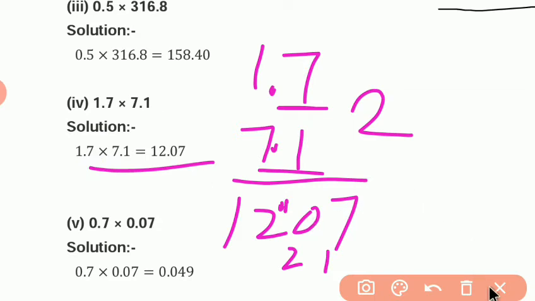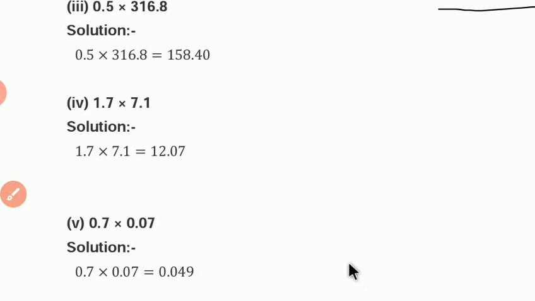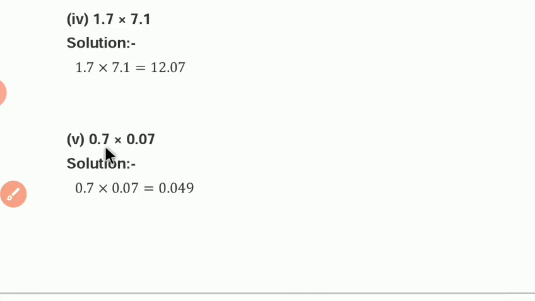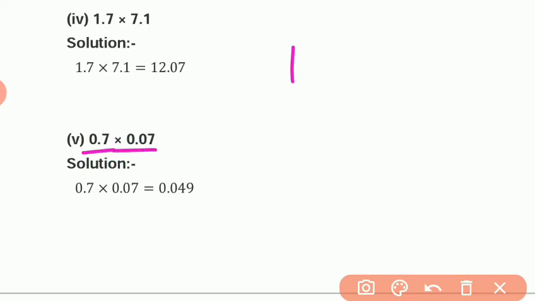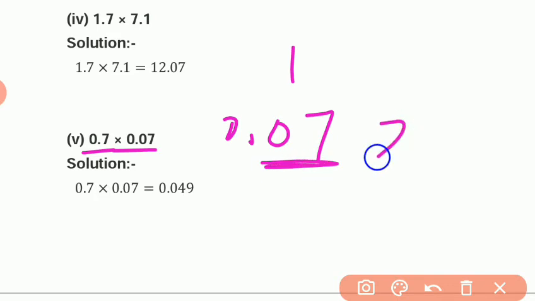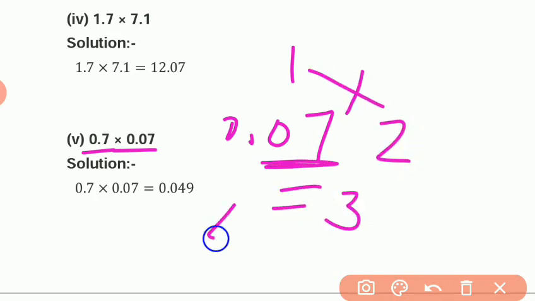Then fifth one, 0.7 into 0.07. If you multiply as a whole number, 7 sevens are 49. And how many digits are given in both numbers? Here in the decimal, after the decimal only 1 digit is given, and in 0.07, after the decimal 2 digits are given. So 2 plus 1 is equal to 3. So the answer is 7 sevens are 49.